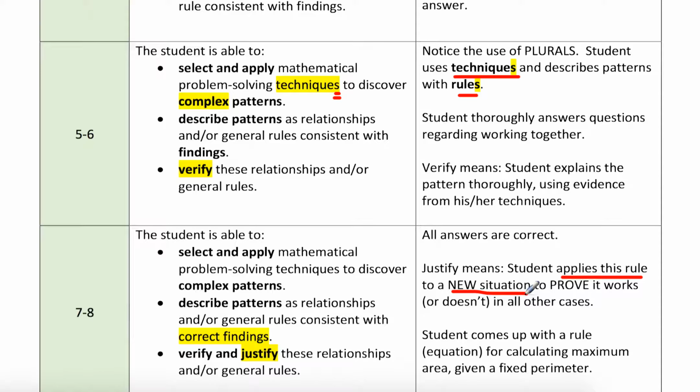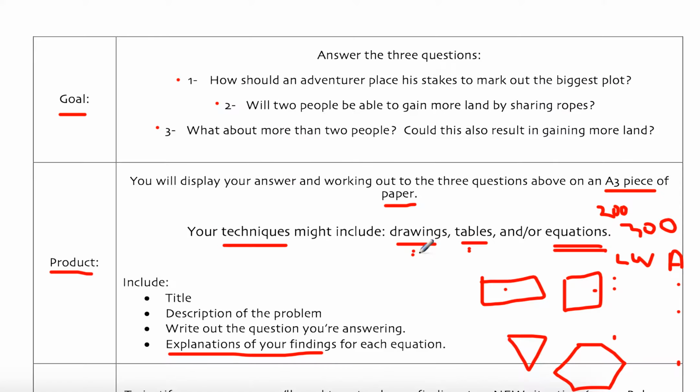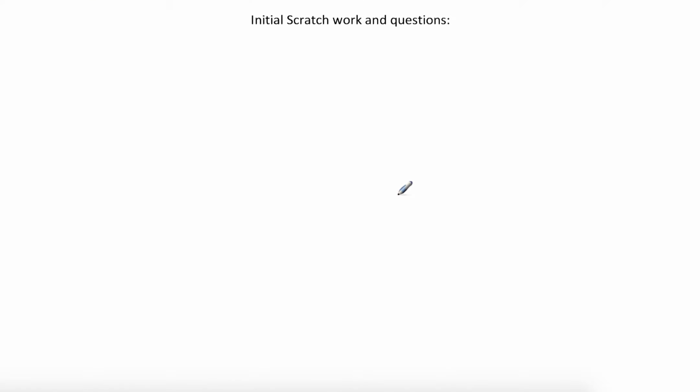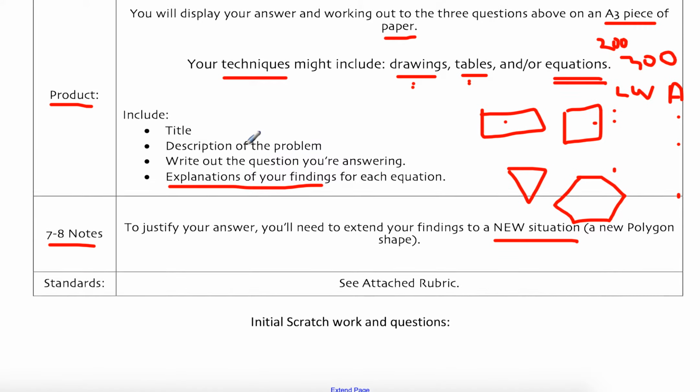So read this over. Read over the whole thing. Ask each other if you have questions. Ask me questions when I'm around. See what you can come up with. Just start doing some brainstorming. There's some space here on the bottom of this page to start working out your scratch work, or just do it in your math yellow notebook.